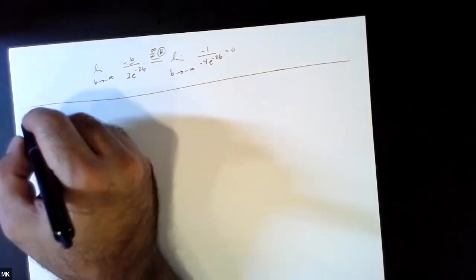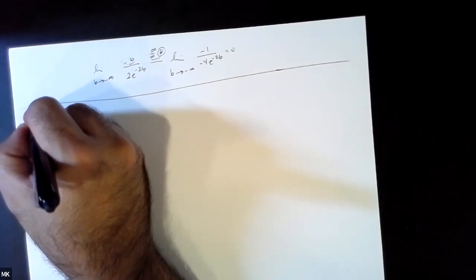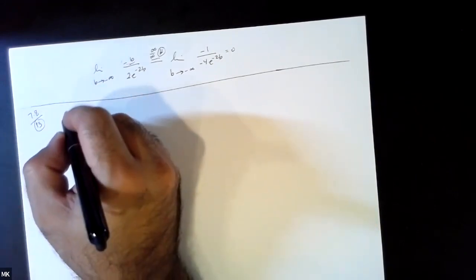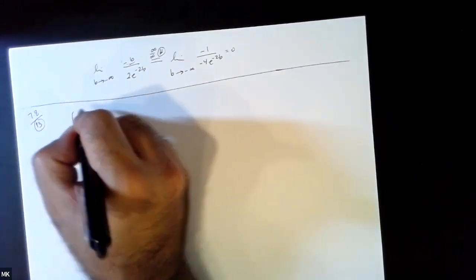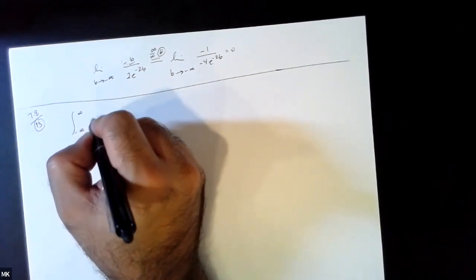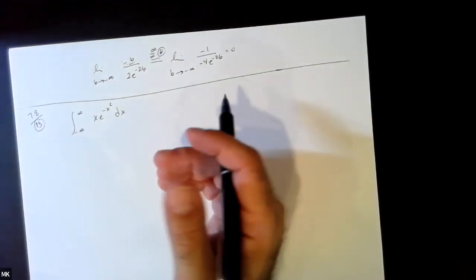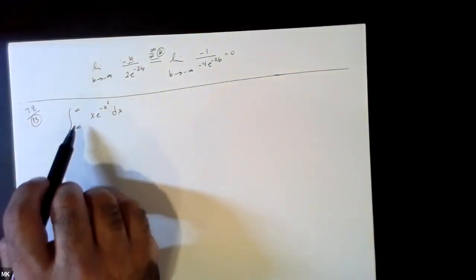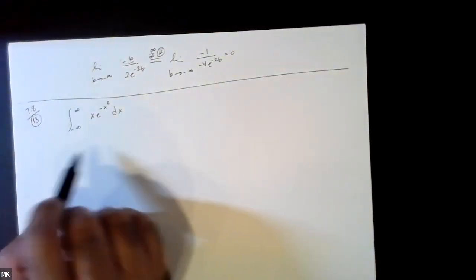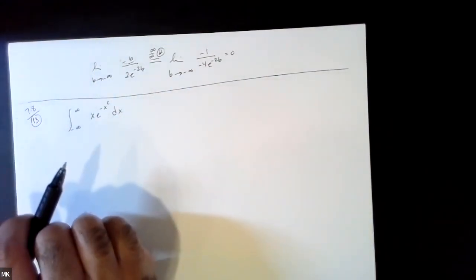Actually, I'm going to do another example from your homework. This is problem number 13 from 7.8. So it is the integral from negative infinity to infinity of x e to the negative x squared dx. It's very similar to what we have done in the past, but we never had to deal with two infinite bounds. Whereas here we have that, but let's see if we can handle this.